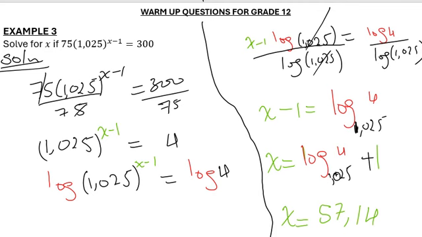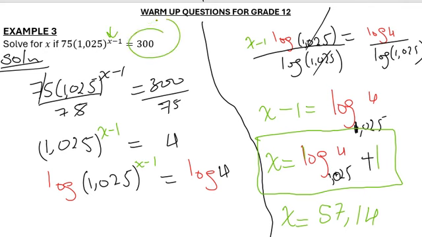To check that this is correct, you can take this part here. Since this one is rounded off, you take this number and plug it exactly here, then you should get 300.